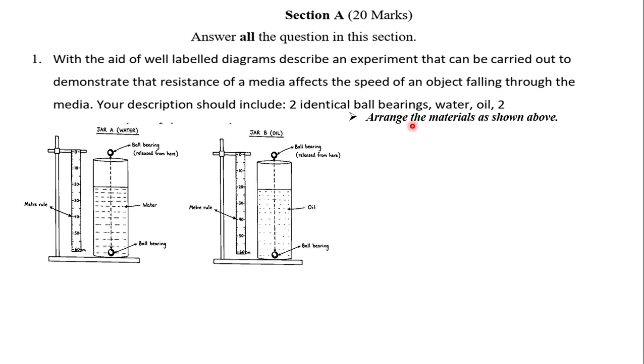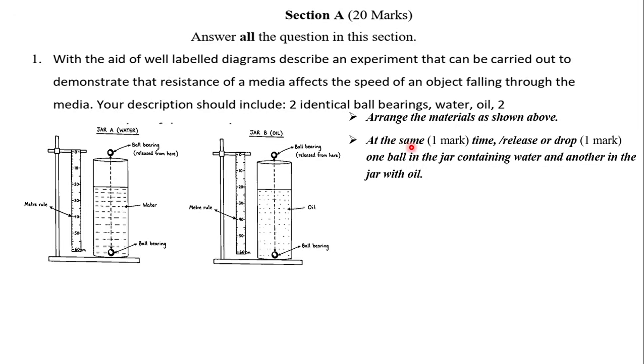So you begin by saying arrange the apparatus as shown above, but on this page, this is to the left. On your paper, you'll be required to draw a diagram first, and then below it you give the description. Arrange the same at the same time. By saying at the same time, 1 mark. Release or drop 1 ball in the jar containing water and another in the jar containing oil. So these are released at the same time. Here your observation is based on which one of these will reach the bottom first.